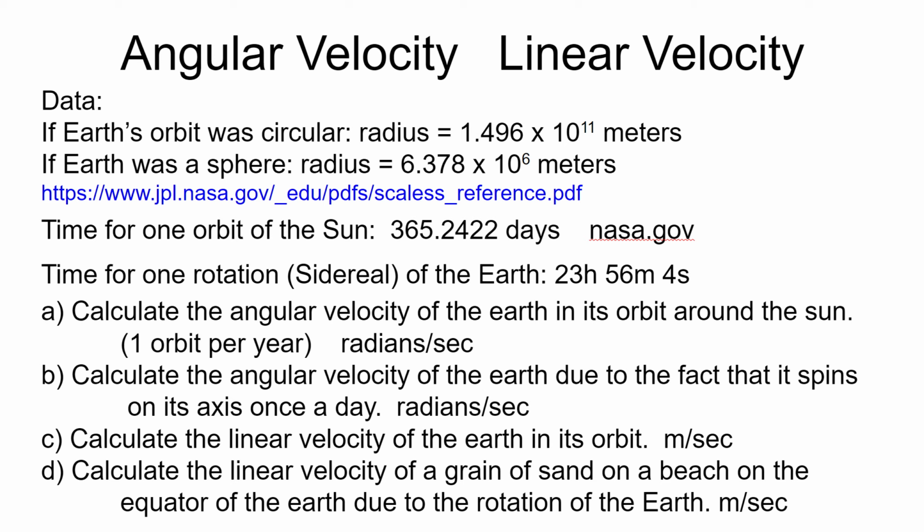So here are our calculations. We want the angular velocity for the Earth orbiting the Sun. We want the angular velocity of the Earth due to its spin motion. And then we want to find the linear velocity, the meters per second, for the Earth in its orbit, and for a little something on the beach on the equator of the Earth due to the rotation of the Earth.